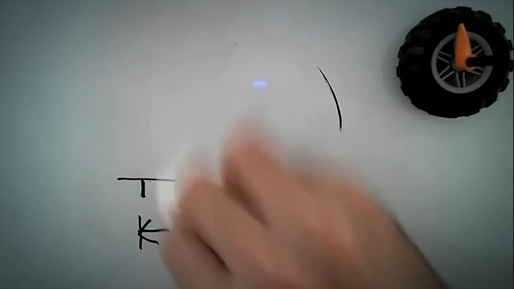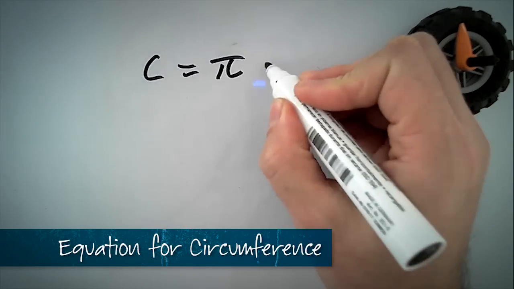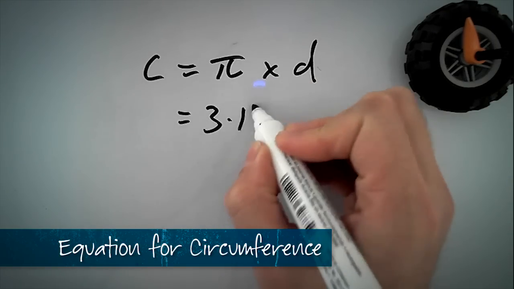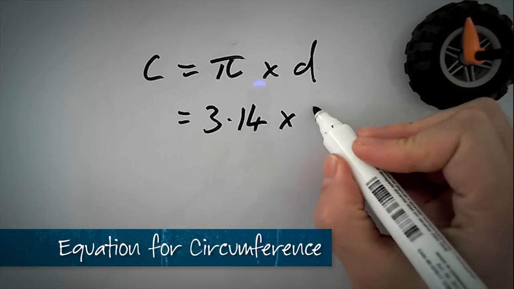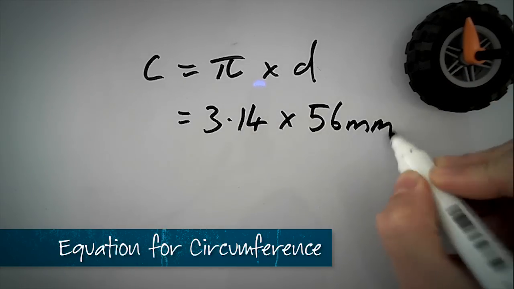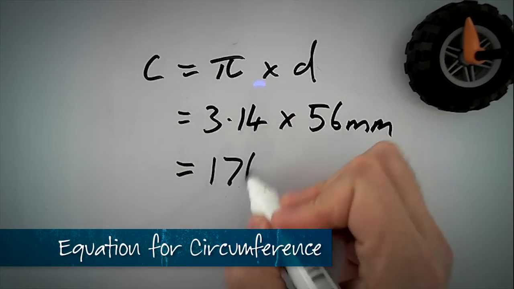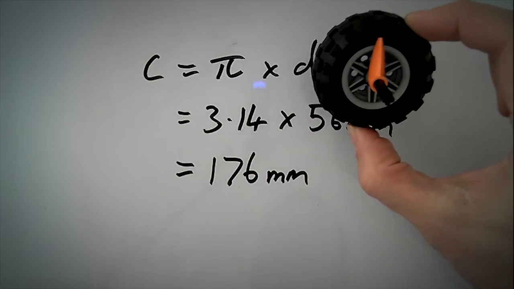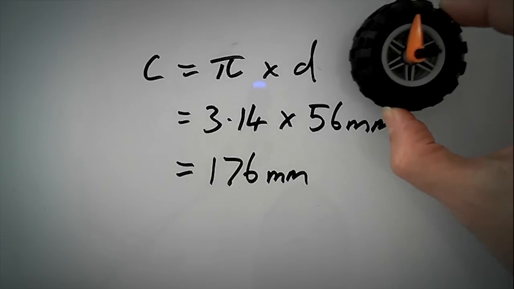To calculate the circumference of a wheel, we'll need an equation. And the equation we use in this case is circumference is equal to pi times the diameter. We can take pi as 3.14, and in our case, with our wheel, it has a diameter of 56 millimeters. What this means is the circumference of this wheel is 176 millimeters. What that means is if this wheel turns around one complete rotation, our robot will drive forward 176 millimeters.